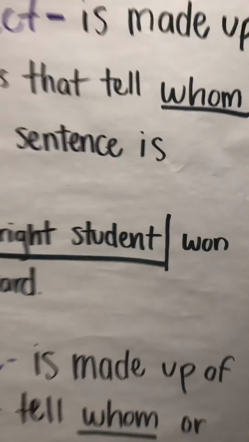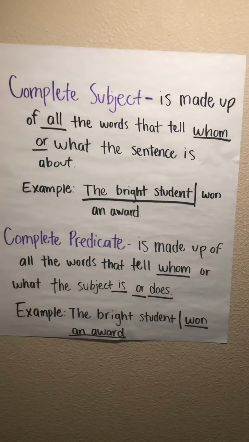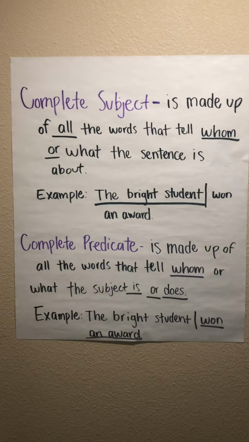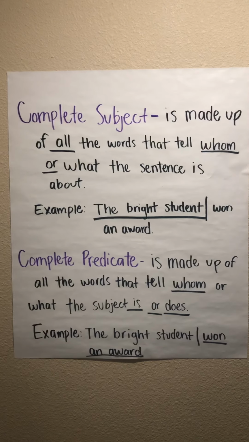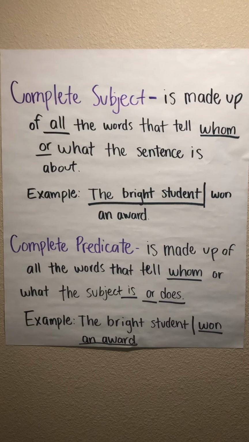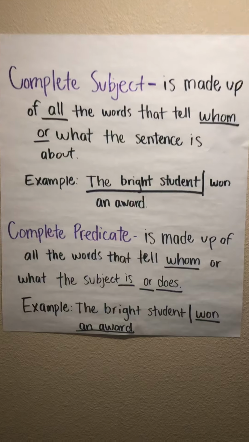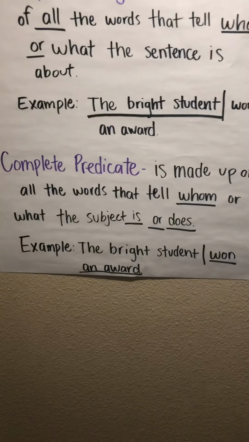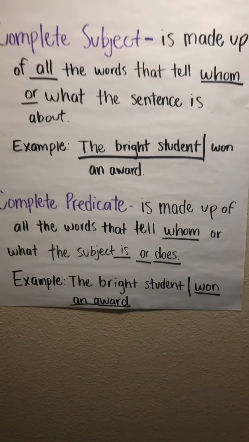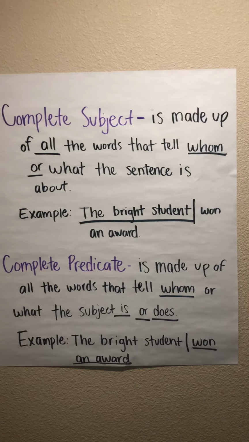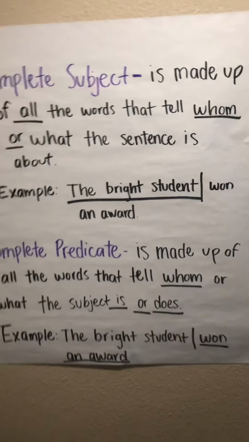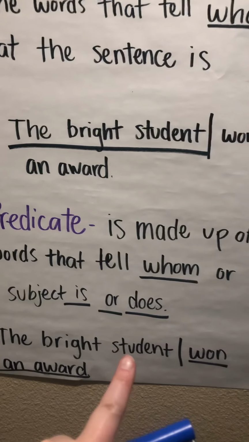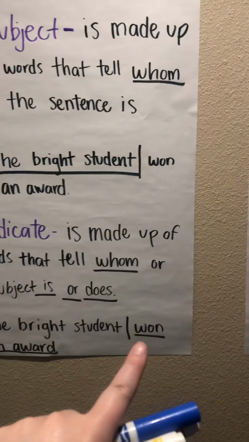Okay? The next thing that we are going to talk about is our complete predicate. And our complete predicate is made up of all of the words that tell whom or what that subject is or does. So I have the same sentence right here, and it reads, the bright student won an award. Okay, so up above, we've already identified our complete subject. So we know our complete subject is the bright student. Okay. What did the student do?